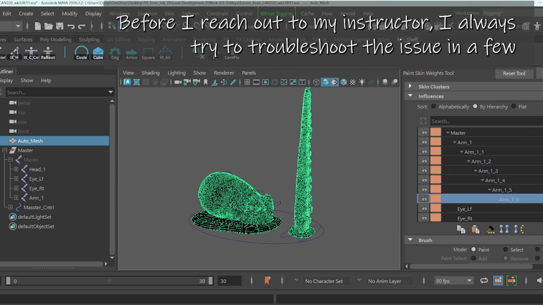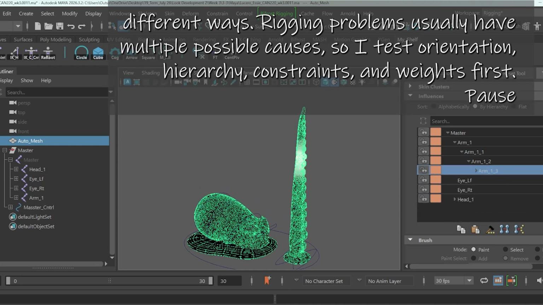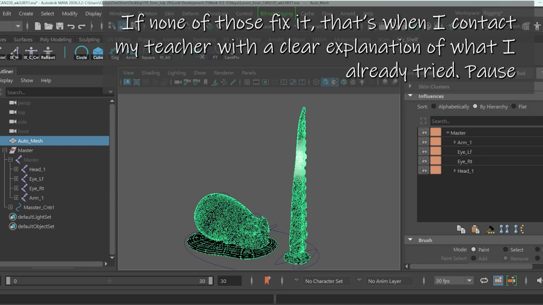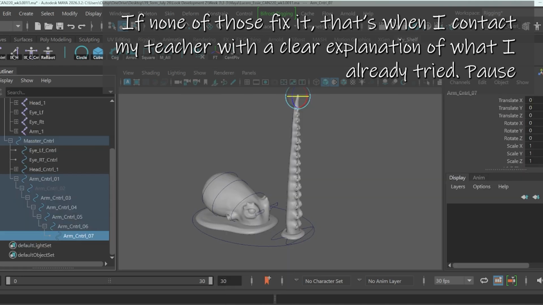Before I reach out to my instructor, I always try to troubleshoot the issue in a few different ways. Rigging problems usually have multiple possible causes, so I test orientation, hierarchy, constraints, and weights first. If none of those fix it, that's when I contact my teacher with a clear explanation of what I already tried.